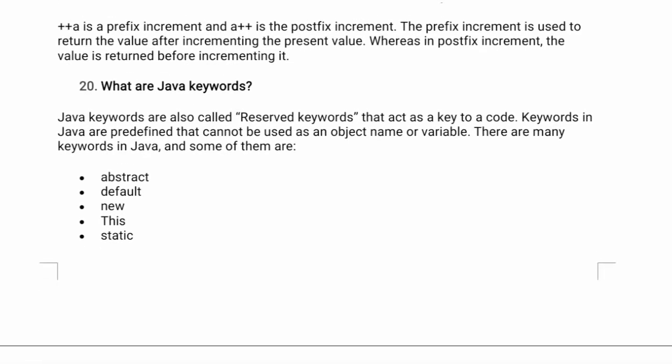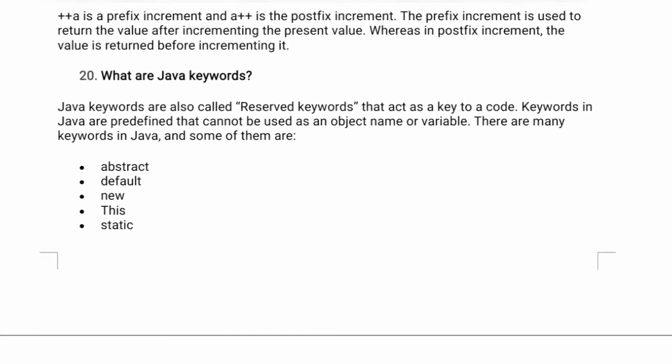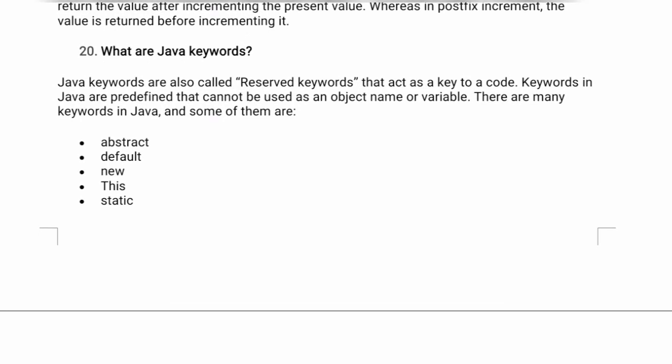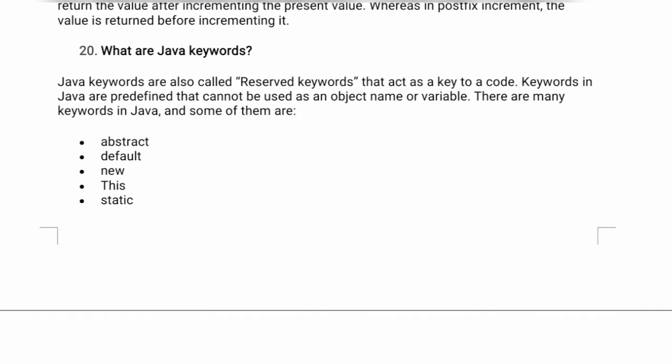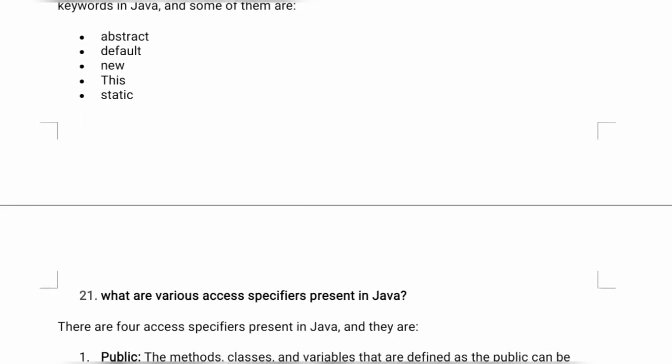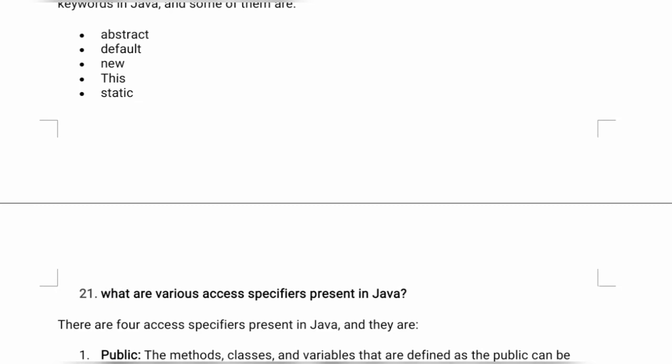Next, 20th question, Java keywords. What are the Java keywords? Java keywords are reserved words which contain predefined meaning. Keywords in Java are predefined and can't be used as object name, variable name, class name or method name. Some keywords in Java are abstract, default, new, this, static, int, float. Those are all keywords because they contain predefined meaning.